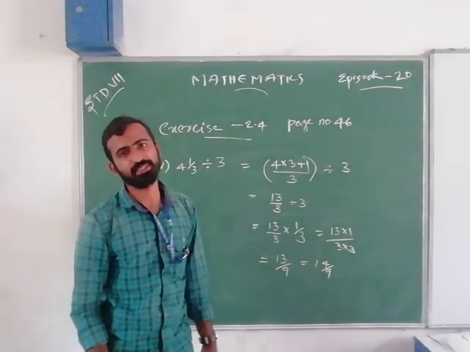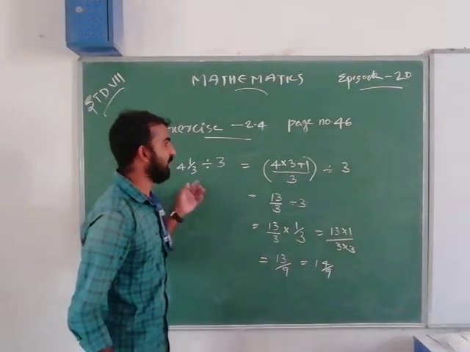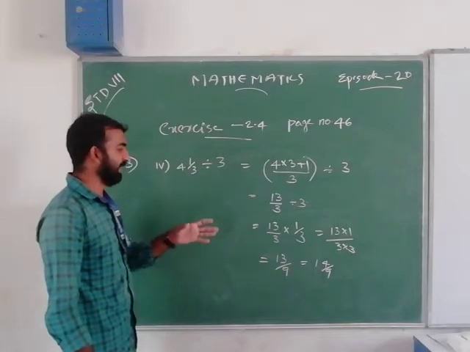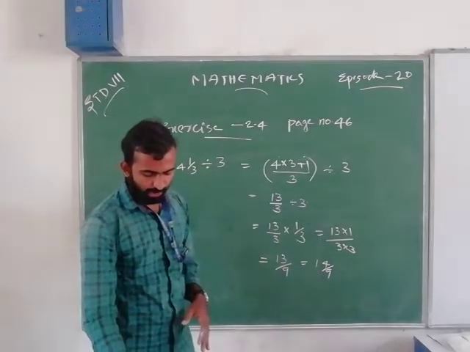Is it correct? Yes. That is, the answer of 4 and 1 by 3 divided by 3 is 13 by 9, that is 1 and 4 by 9.